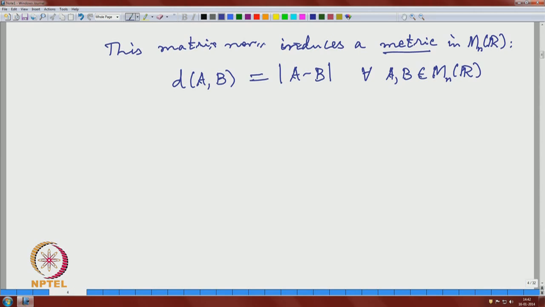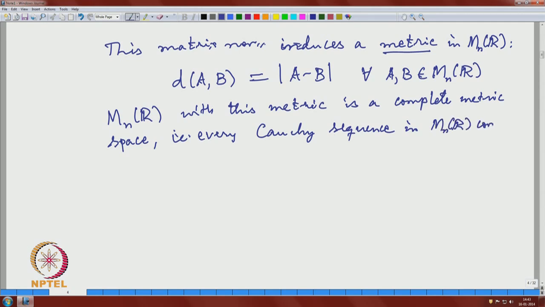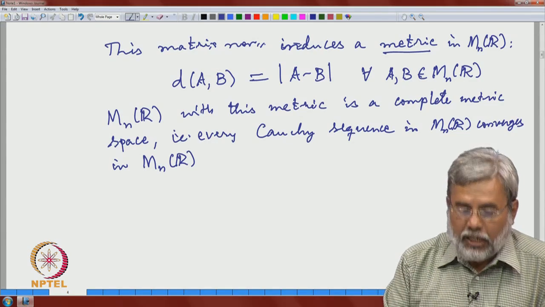And using the fact that R^n with the Euclidean metric is a complete metric space, it is not difficult to show that M_n(R) with this metric is a complete metric space. That is, again let me stress, every Cauchy sequence in M_n(R) converges in M_n(R). Let me explain this fact a little more.